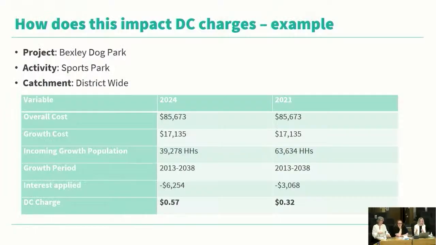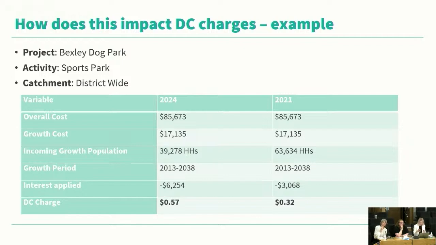So we just thought we would provide you with a bit of an example of how these inputs have impacted an actual project that's in the policy. So this is the Bexley Dog Park. We've chosen this even though it's a fairly small project with quite a low DC charge. It isn't impacted by the changes that we've made to catchments, because it's a district-wide activity. So this also hasn't been impacted by changes to capital costs. So this is just impacted by changes to growth projections and changes to the cost to service debt.